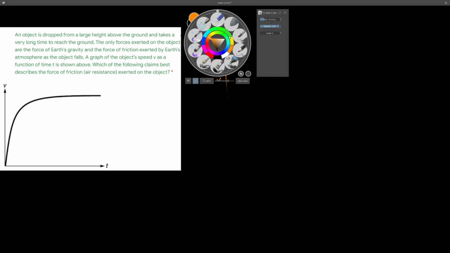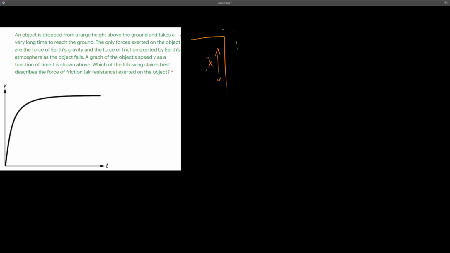So for this next question, it says that an object is dropped from a large height. So you have a height here of x, and it's dropped from this height. It's dropped from a large height above the ground and takes a very long time to reach the ground. And the only forces exerted on the object are the force of Earth's gravity and the force of friction exerted by Earth's atmosphere. So the force of friction exerted by Earth's atmosphere is also called drag force or air resistance.